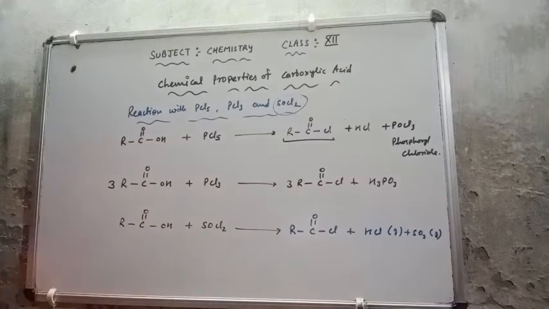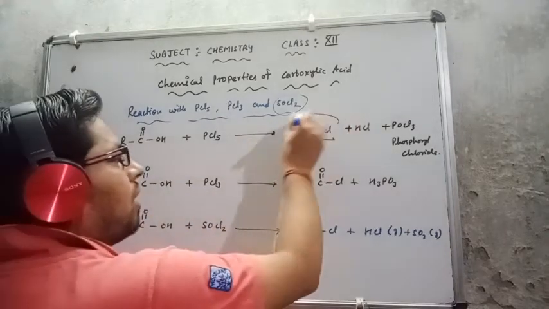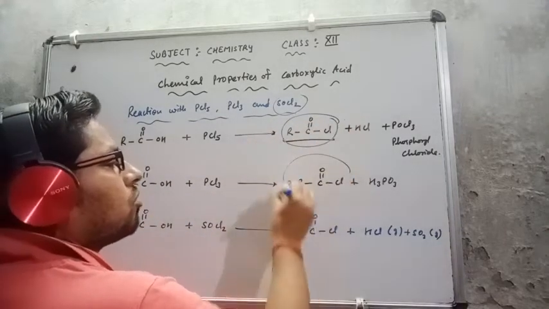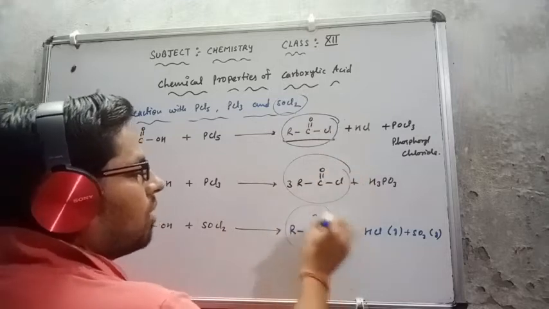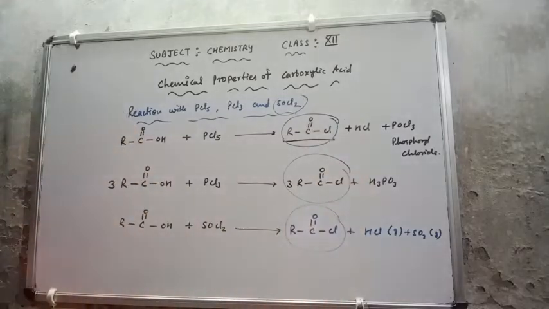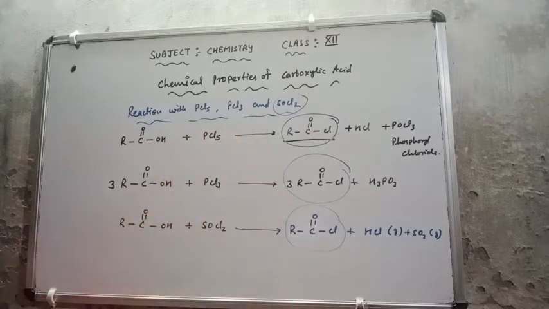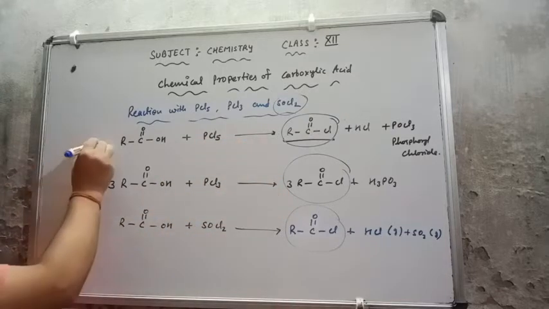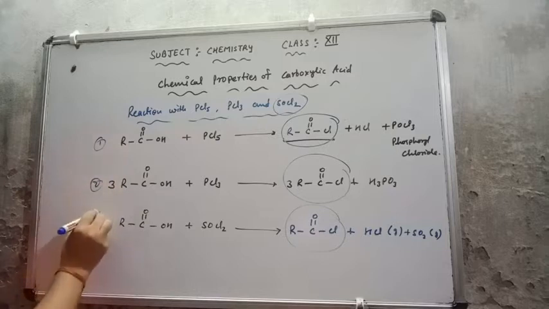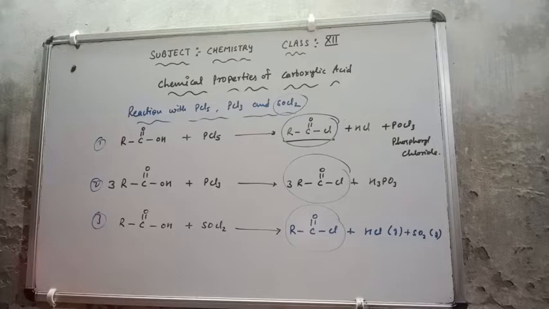So the major product, if you see, this is also RCOCl, this is also RCOCl, this is also RCOCl. That means the major product remains the same. If I discuss with you which out of these three, 1, 2 and 3, is the best method, I will say that this reaction is the best method.